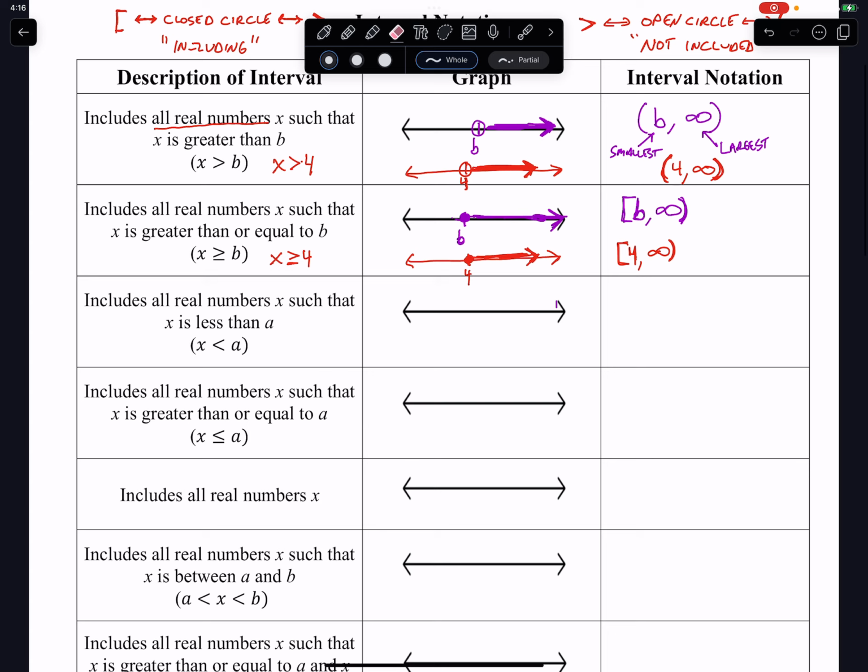All right, so that's, again, from my smallest number to my largest number. This means including 4 right here. This one is not including 4. Infinity just goes on forever. You could never include it. So infinity must always have these rounded parentheses. You never include infinity.